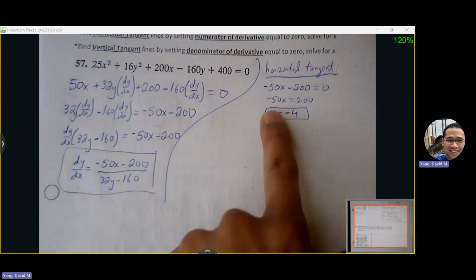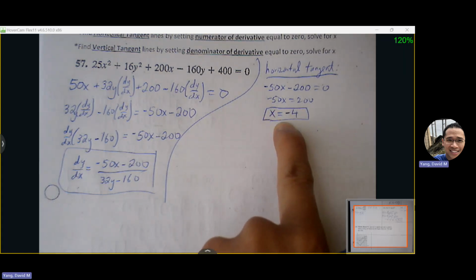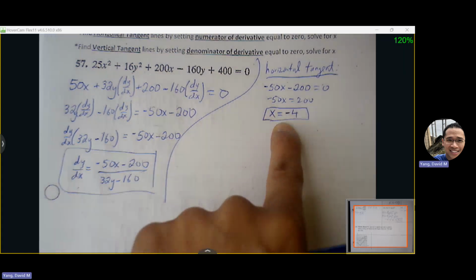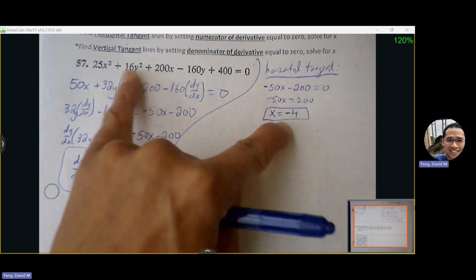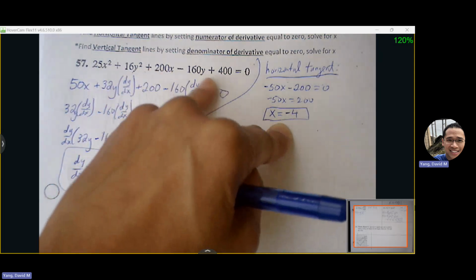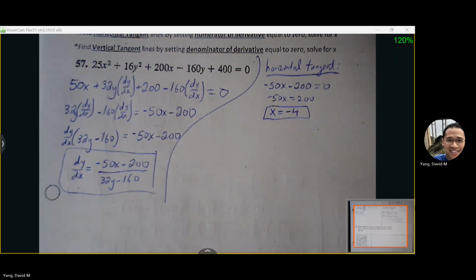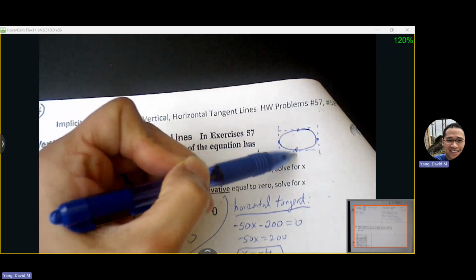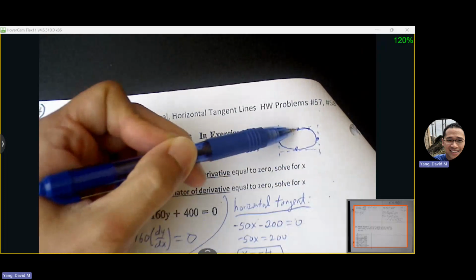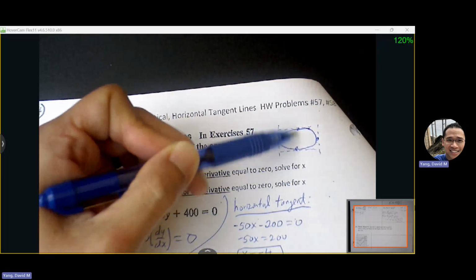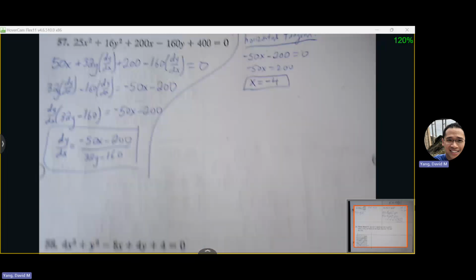So once you solve for x, we're not quite done yet. We know the x value location. We don't know the y value location. So we have to take that -4 and plug it back into the original equation, figure out the y values. And because this is an ellipse, we can expect two horizontal tangents. So we're going to have x is -4, but then you're going to have two different y values. They're going to be above each other.